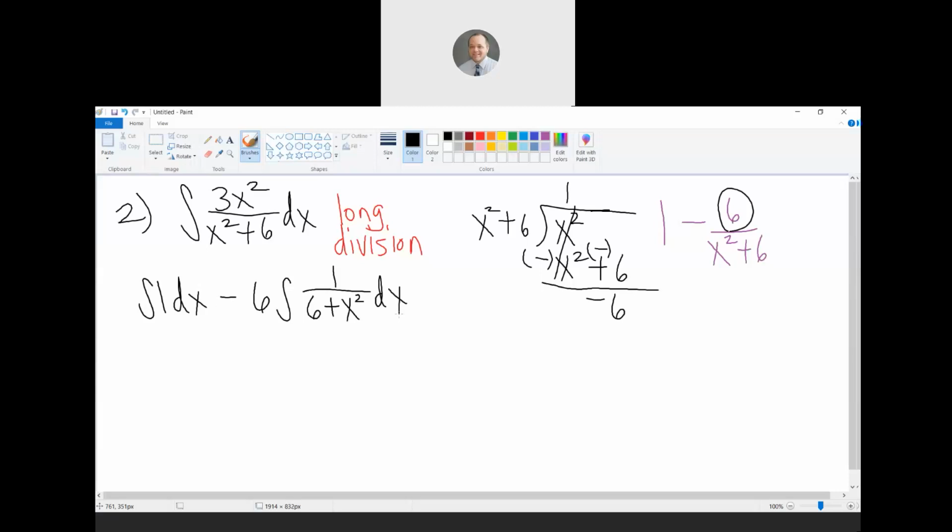Oh, there's one thing I left off. I apologize, and please add this to your notes. I don't know why I just dropped the 3 off the face of the earth. So just add a 3 in front and put everything in brackets. Now the first integral, 1 dx, that's just x.